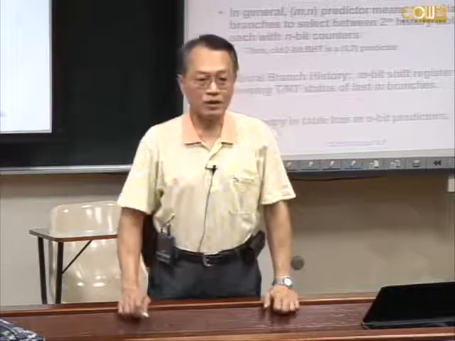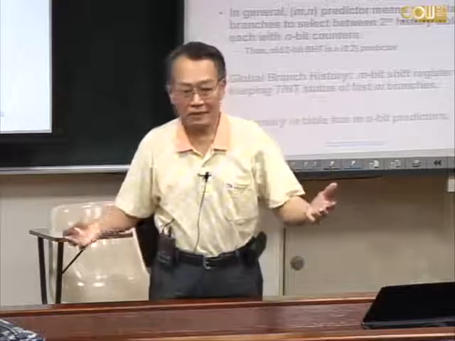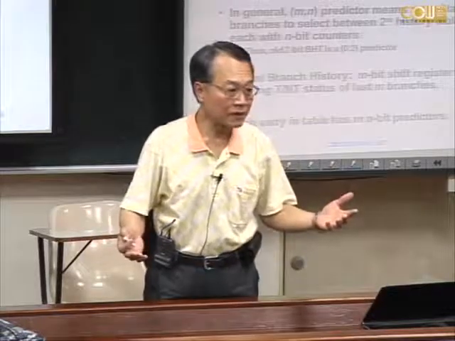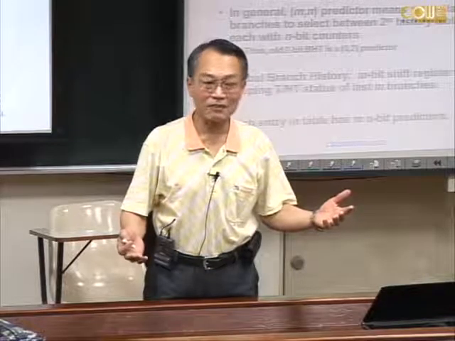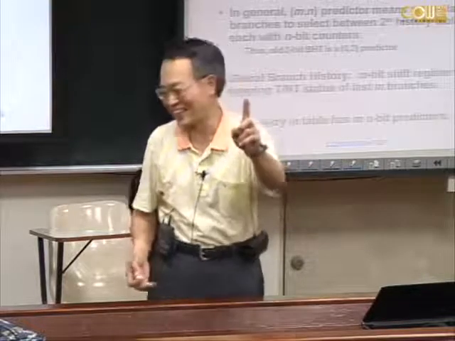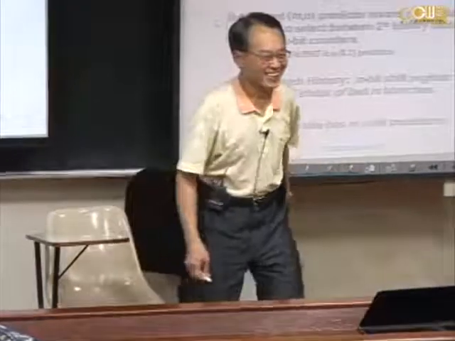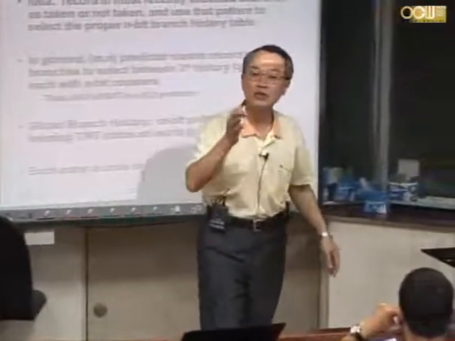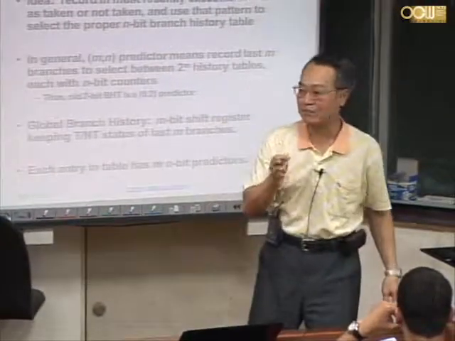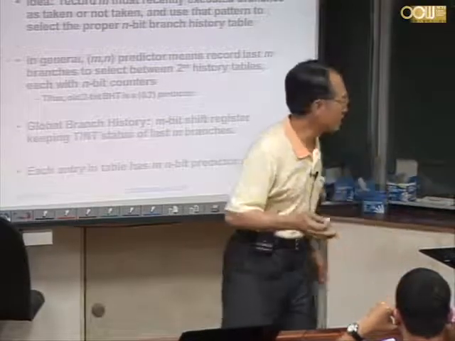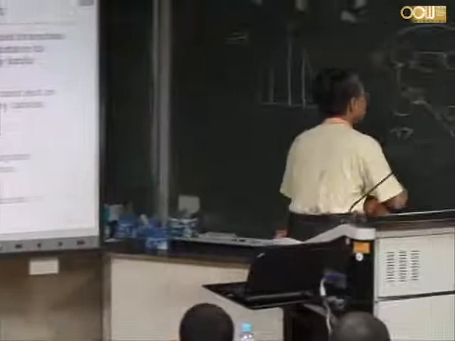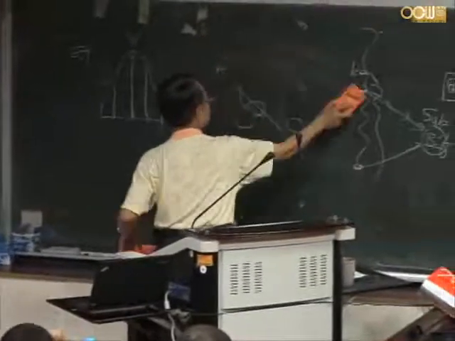64 shouldn't be too many. Should be just a few, okay? And as a matter of fact, every predictor contains only one entry. So this is the real design used in Pentium. You know Pentium? Okay, so what they did was something like this.